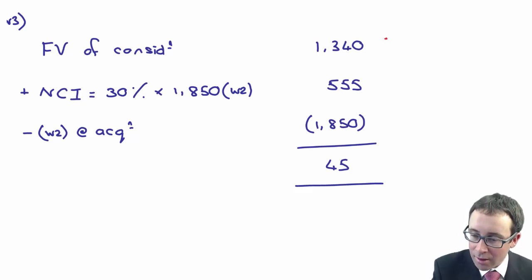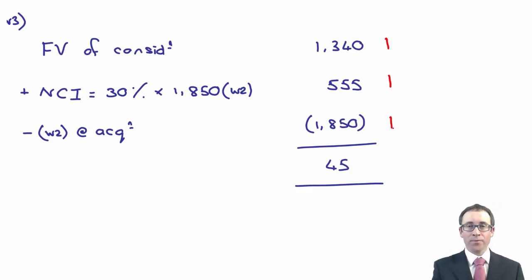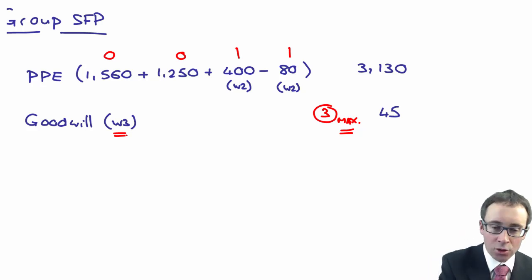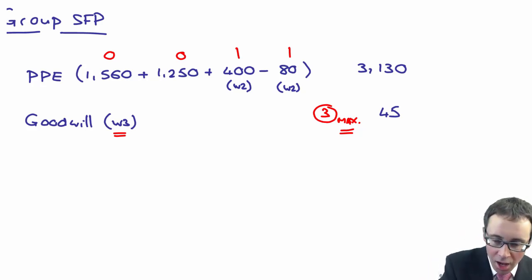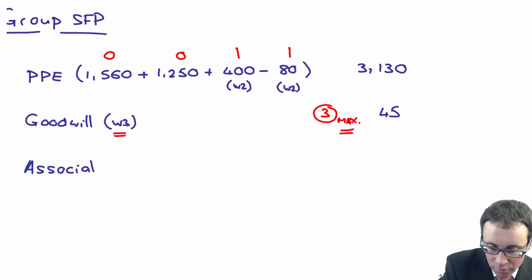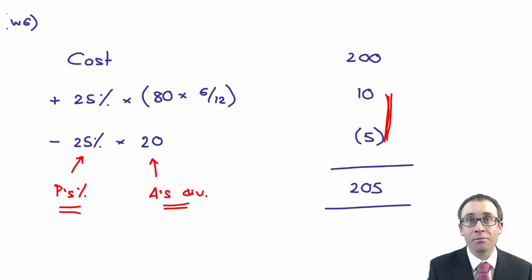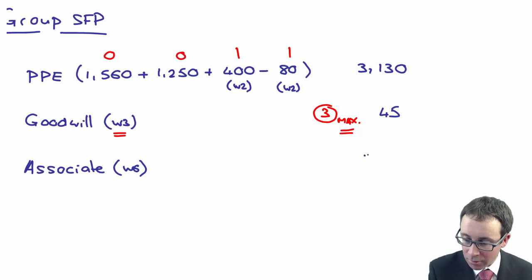There are 3 lines, aren't there? And potentially 1, 1, 1. So you can either get 1, maybe 2, or nothing at all if you got it totally wrong. So do make sure to help the marker out, to give you every chance of passing, reference your numbers back to your workings. We've then got the associate. So the associate, was it working 6? I think it was 205. Check. It was 205, so all good there.